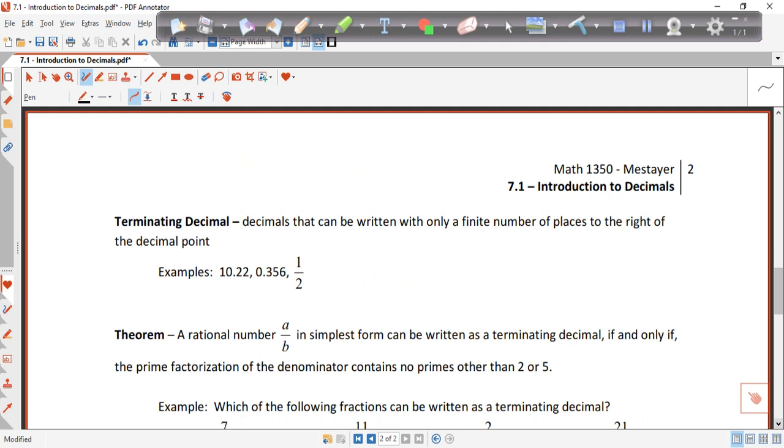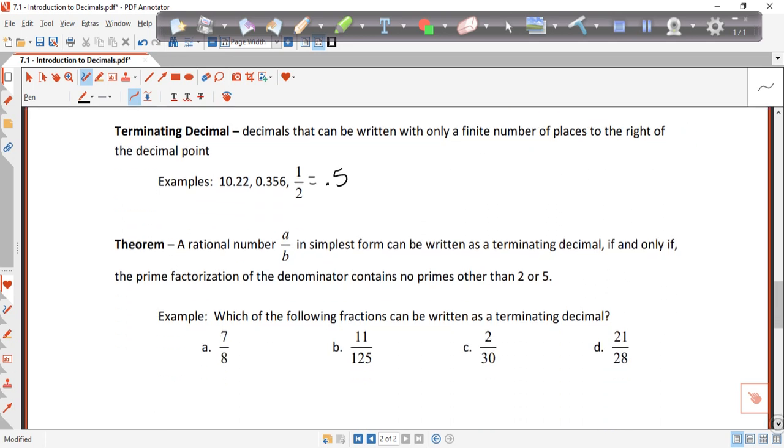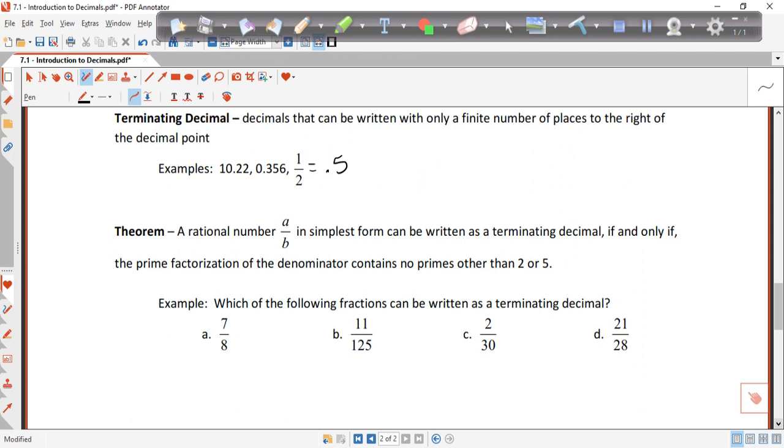Next, terminating decimals. These are decimals that can only be written with a finite number of places to the right of the decimal point, meaning they stop forever. So 10.22, 0.356, 1/2. The reason I have 1/2 here is because that's the same as 0.5. We have a theorem that says a rational number in simplest form can be written as a terminating decimal if and only if the prime factorization of its denominator contains no primes other than 2 and 5.